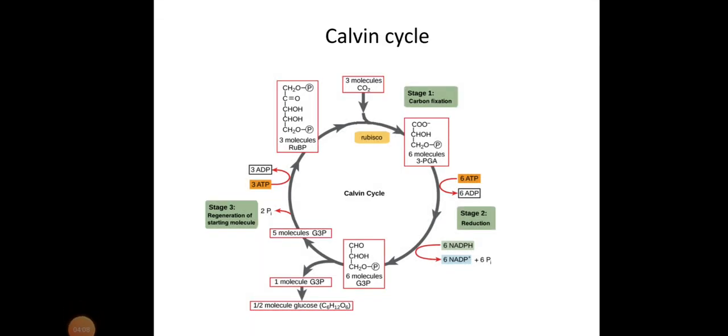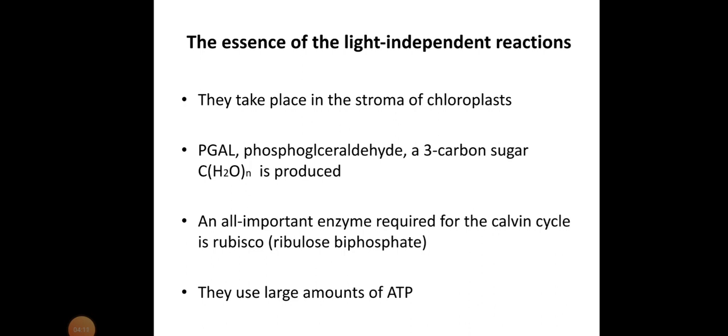In conclusion, the essence of the light-independent reactions: these reactions take place in the stroma of the chloroplast, and PGAL or phosphoglyceraldehyde molecule, or 3-carbon sugar molecule, is produced. An all-important enzyme that is required for the Calvin cycle is Rubisco enzyme during the carbon fixation. And again, the Calvin cycle or the light-independent reactions will use a large amount of ATP.